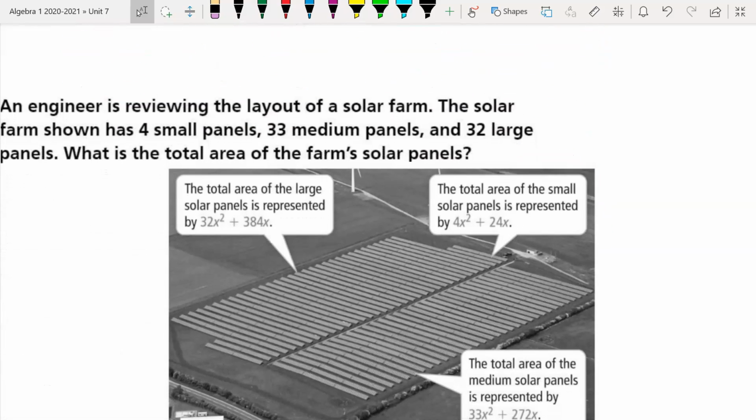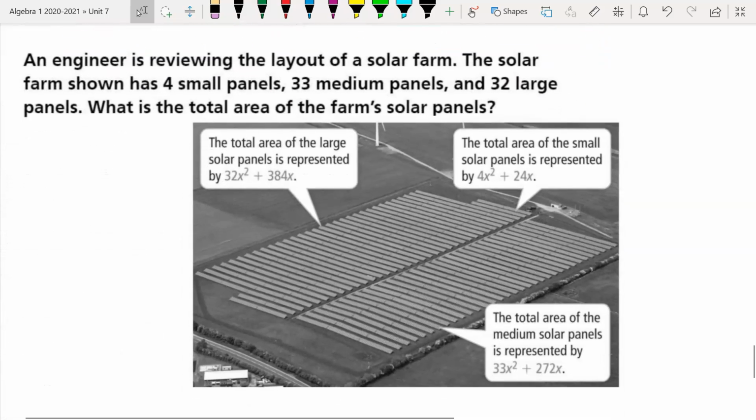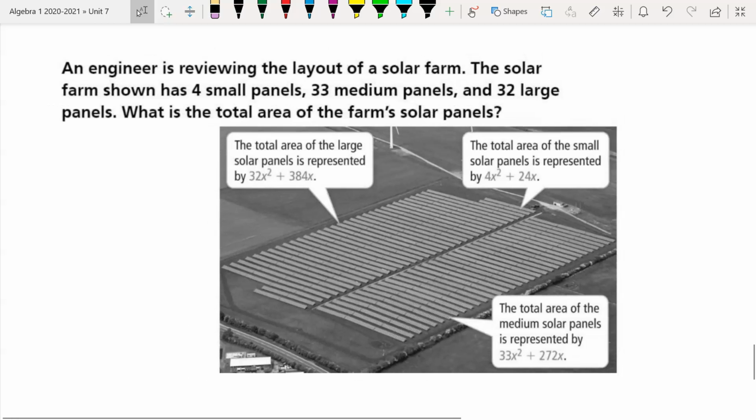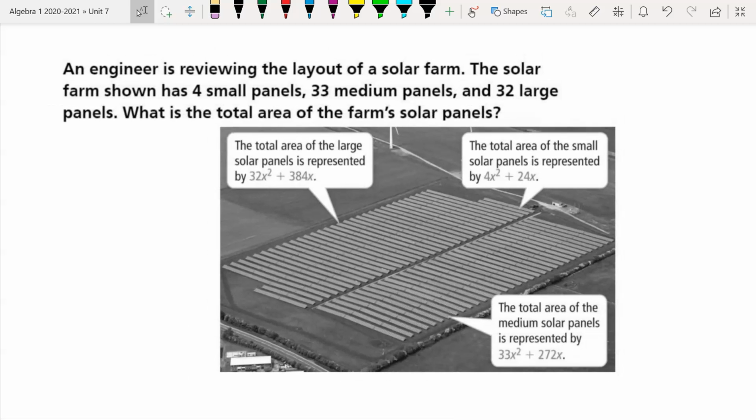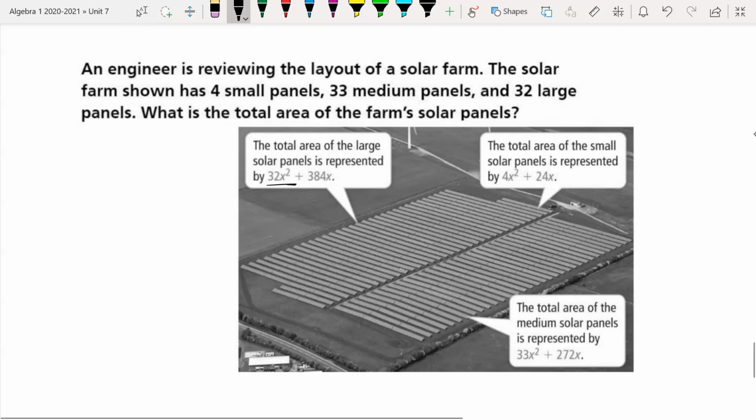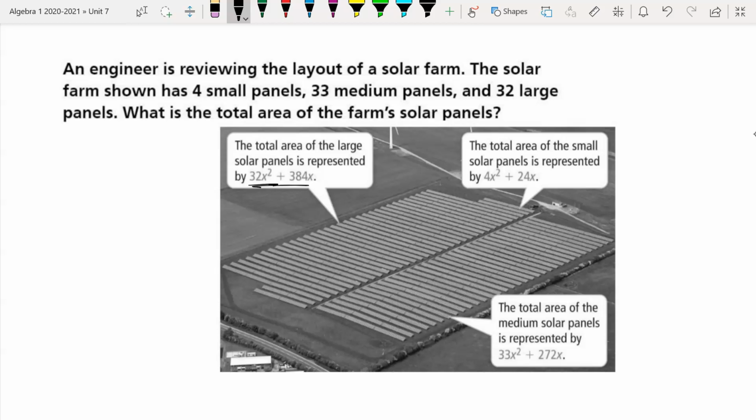So then you have a word problem, but it just says an engineer is reviewing the layout of a solar farm. The solar farm shown has 4 small panels, 33 medium panels, and 32 large panels. What is the total area of the farm's solar panels? Well, it gives you the large ones, the small ones, and the mediums. It gives you the area, so we're just going to add the areas together.